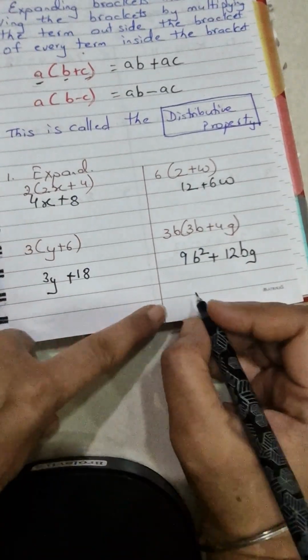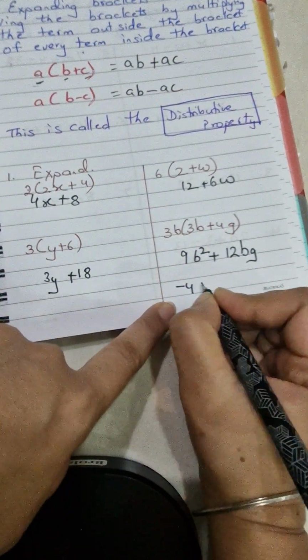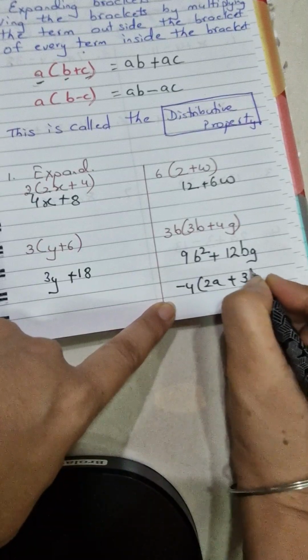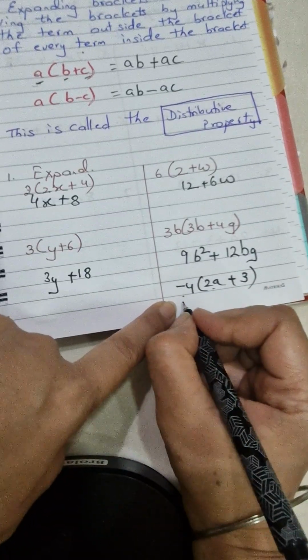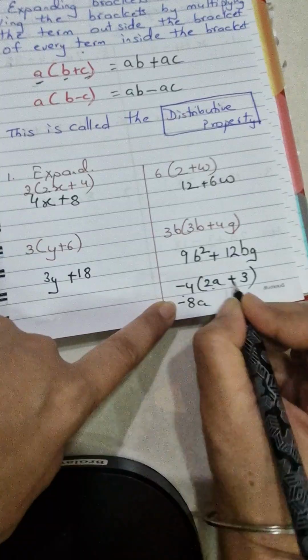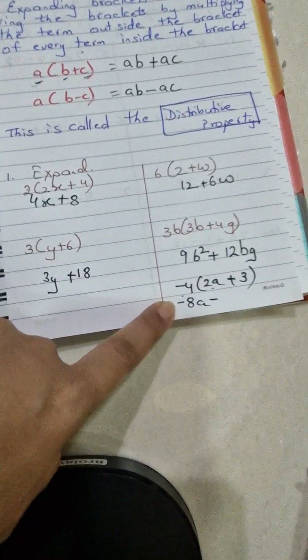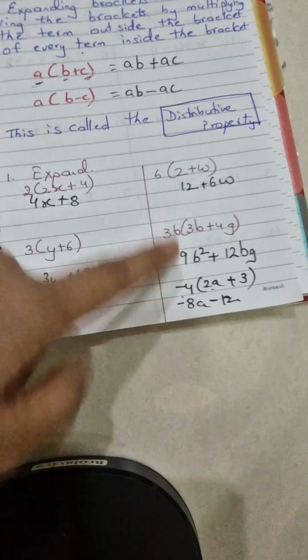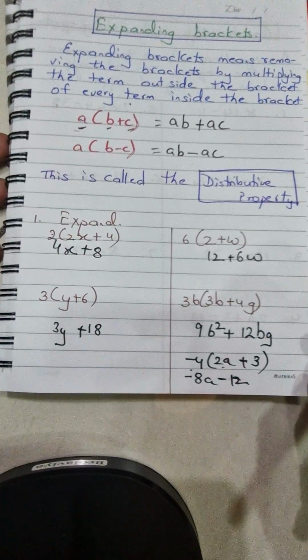Okay, so let me give you one example with that. Minus 4 times 2a plus 3. Negative 4 times 2a gives you negative 8a, and negative and positive become negative, 4 times 3 is 12. So this will be your answer. Please children, use integers here.